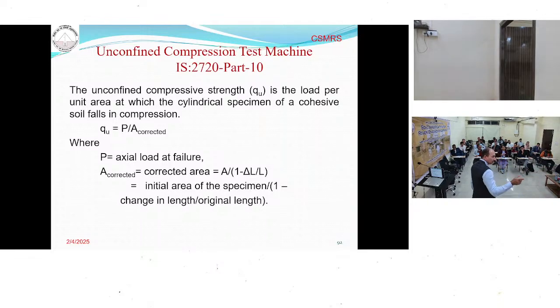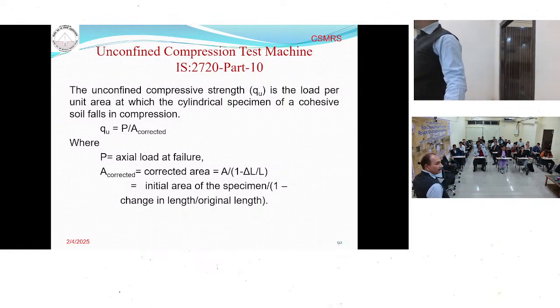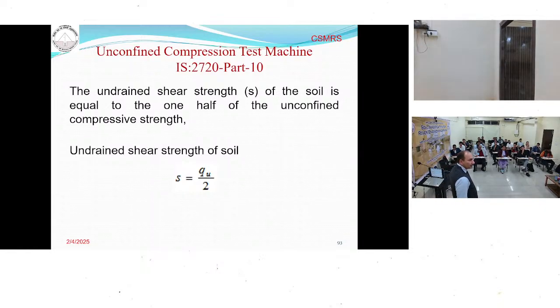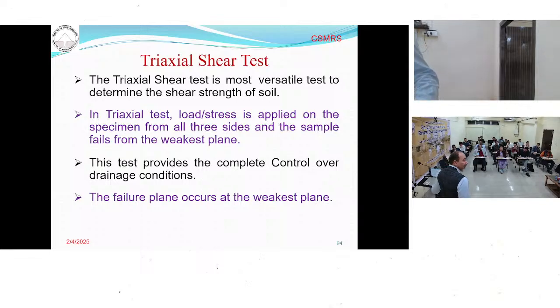Okay. So this is your unconfined compression strength, and the undrained shear strength is, this is a formula, half of the compression strength. This is also a quick test. Last one is the triaxial test. Normally we recommend the triaxial test. Why? This is the best test to determine the shear strength.